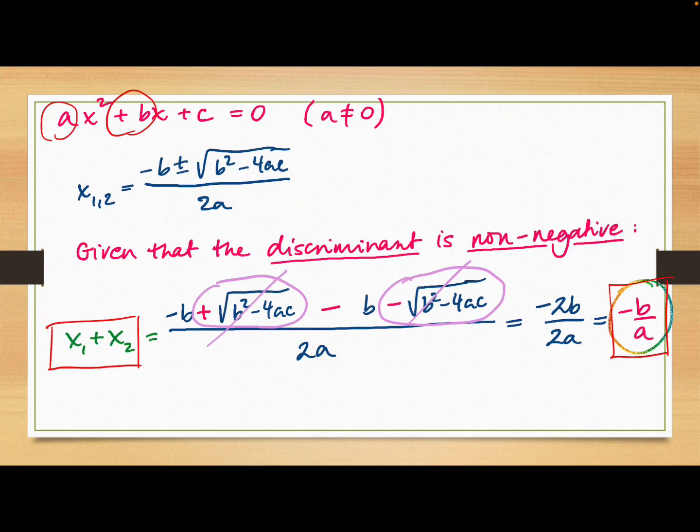So we do not need to work out separately the roots and then determine their sum. But from this point on, we can use the fact that their sum is minus b over a, given that b is the coefficient of x and a is the coefficient of x squared, and given that it's not 0. Now let's apply this on the previous example.